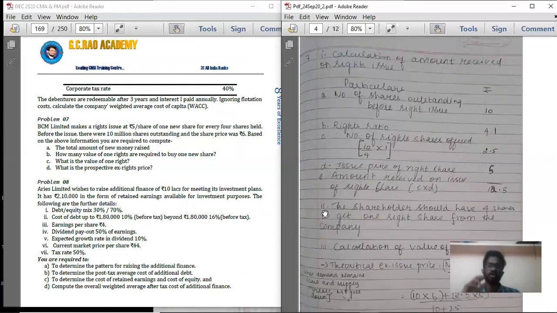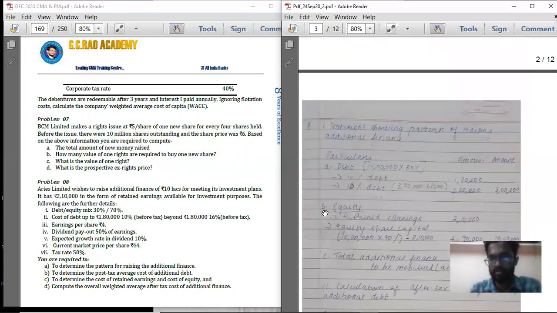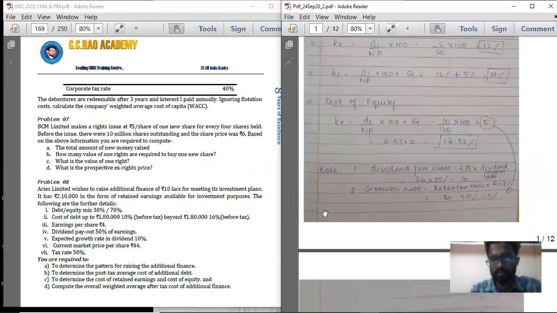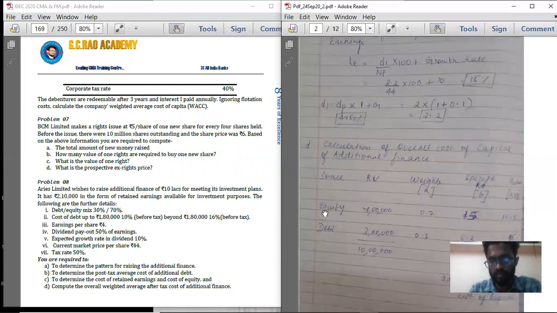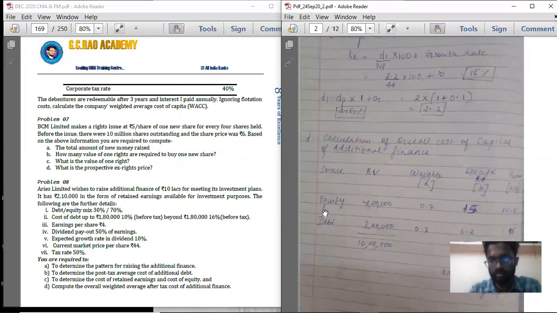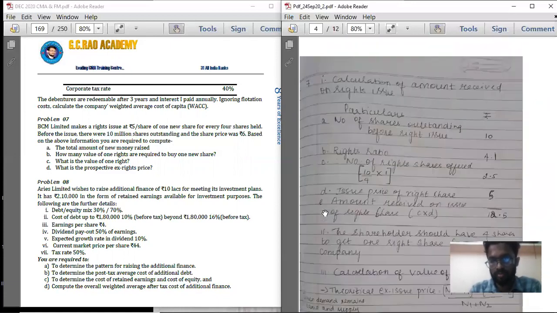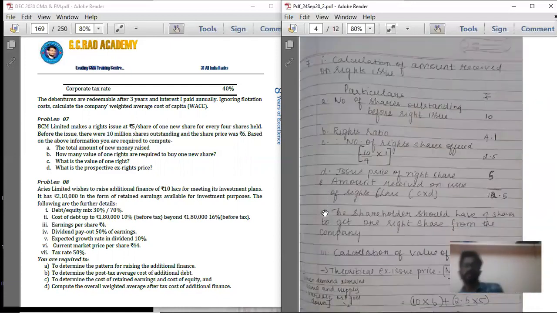Here, this is a small concept. Problem number 7 is a small concept of calculating the value of a right issue. So first read the problem.